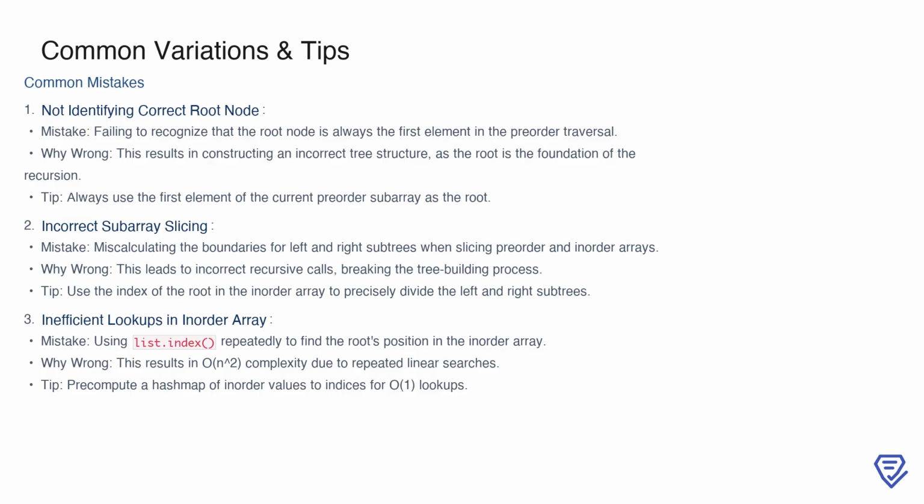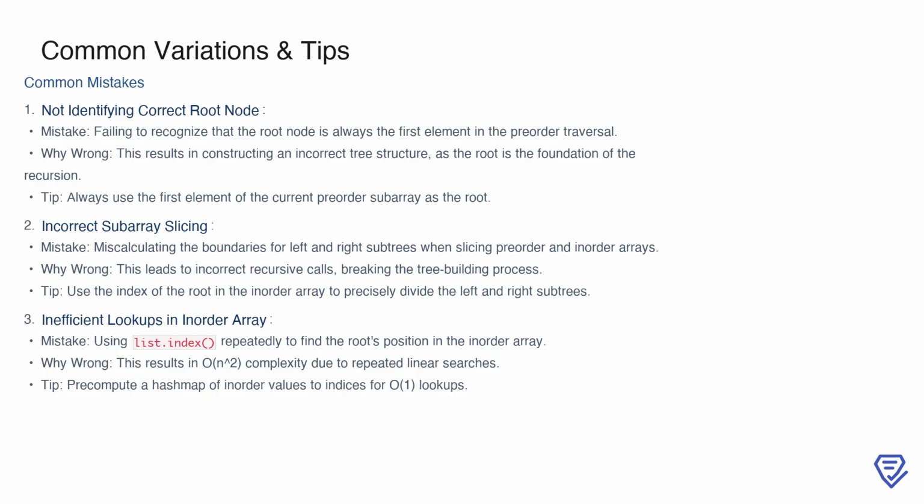Next, incorrect subarray slicing is another frequent issue. This happens when the boundaries for the left and right subtrees are miscalculated while dividing the preorder and inorder arrays. To fix this, use the index of the root in the inorder array to precisely determine the left and right subtree divisions. Finally, inefficient lookups in the inorder array can drastically slow down your code.